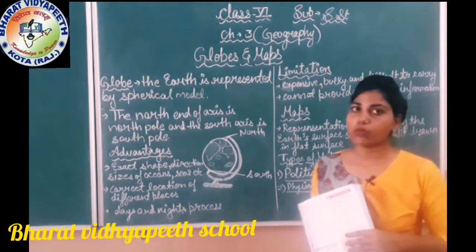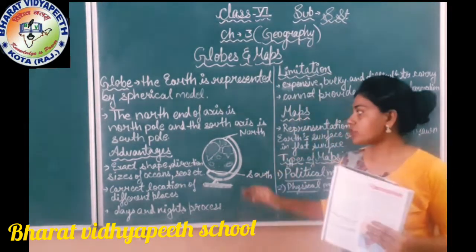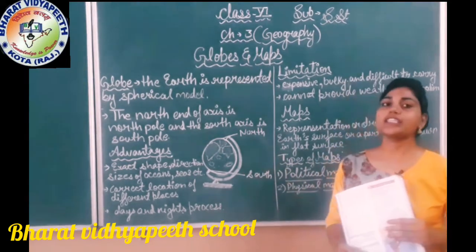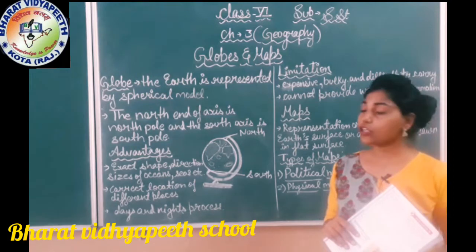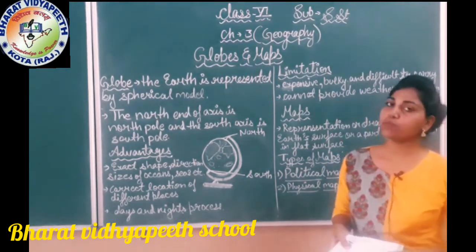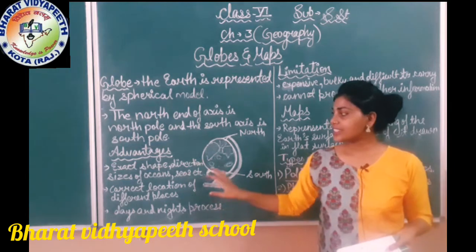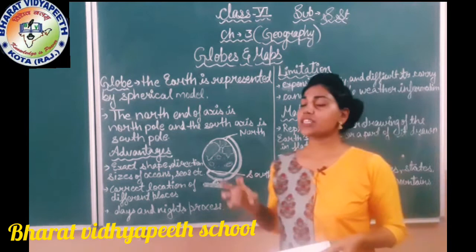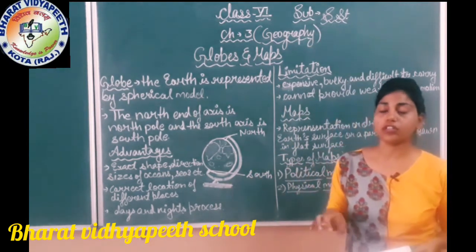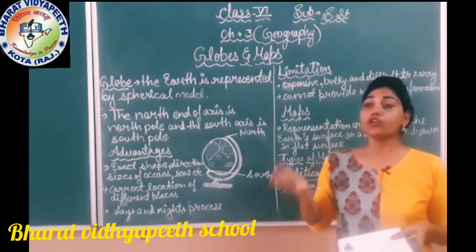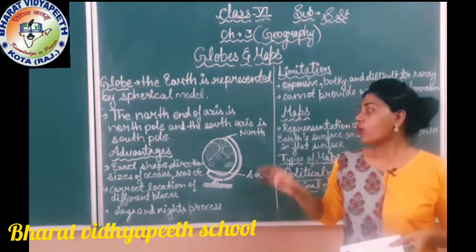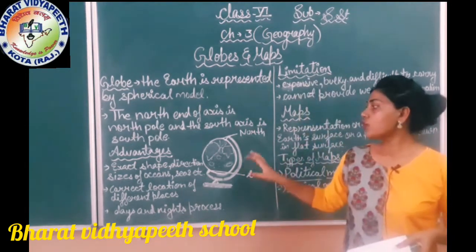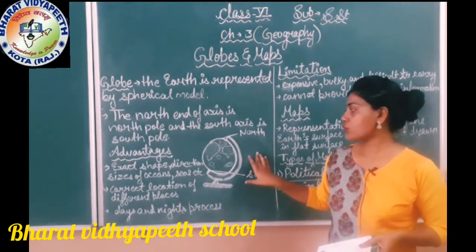Now we are going to study the advantages of the globe: what type of information we get from it and what different things we come to know from it. The first advantage of the globe is that it tells exactly about the shape, direction, size, and the oceans and seas. Where the seas and oceans are located on the earth, and which country is located where. All this exact shape and direction information we can get from the globe.